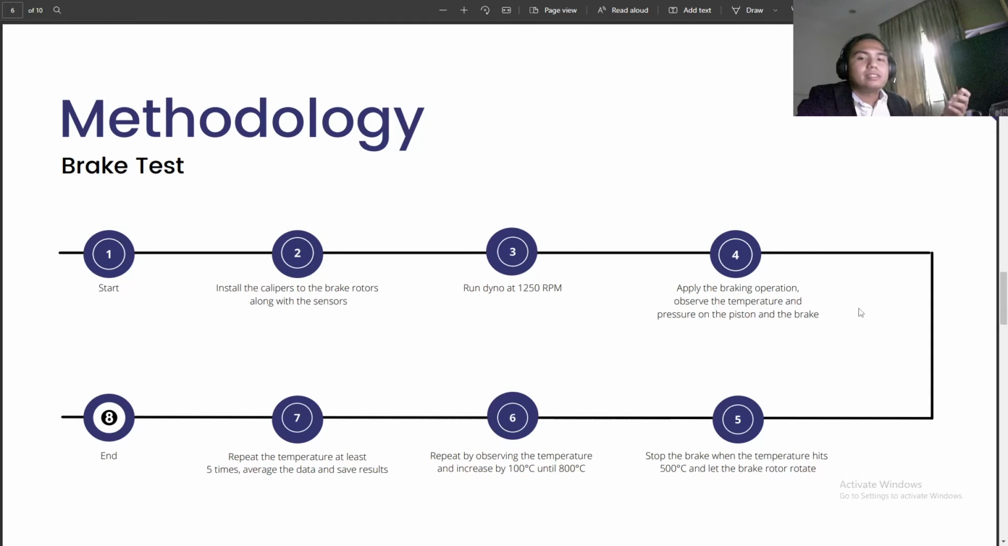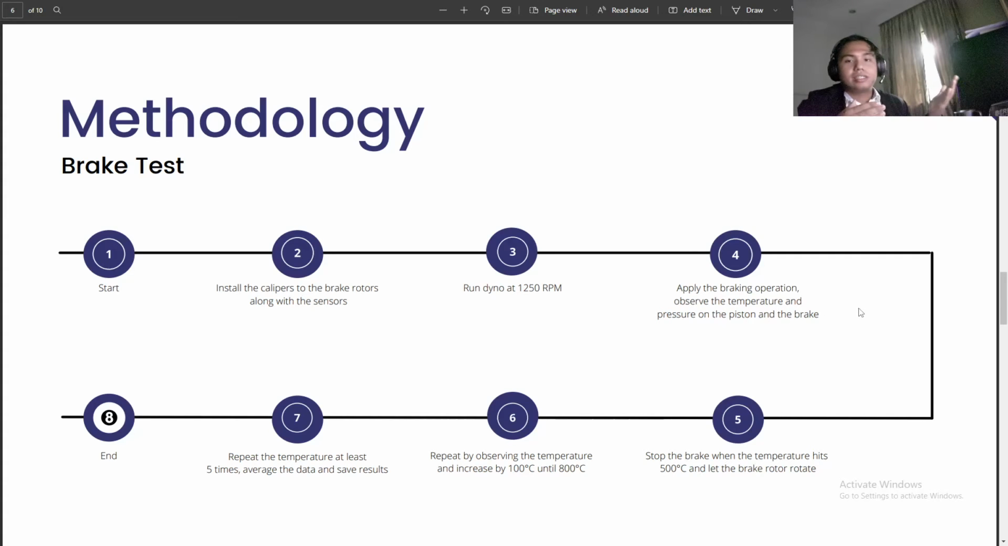So this brake test is inspired by Mora, which he did to determine the right material for the brake rotor. This test is conducted using a dynamometer test rig. The dynamometer test rig functions as a device to measure the torque and rotational speed of an engine, motor, or any prime mover. By installing the engine and putting an adapter for the engine for the brake, along with the brake calipers on the brake rotor, thermal analysis can be measured by using the sensors.